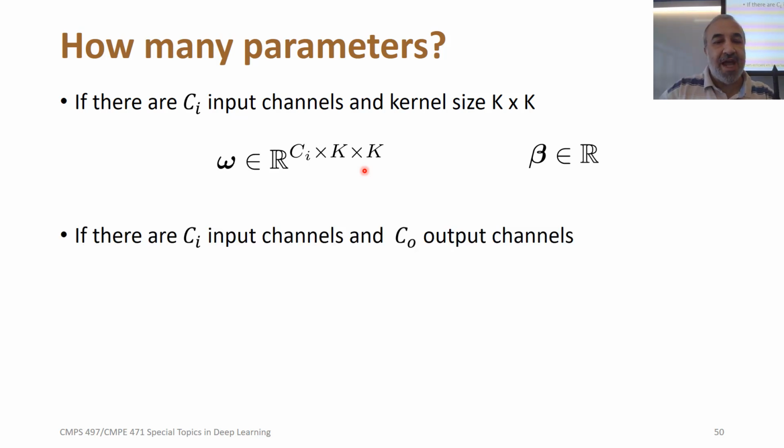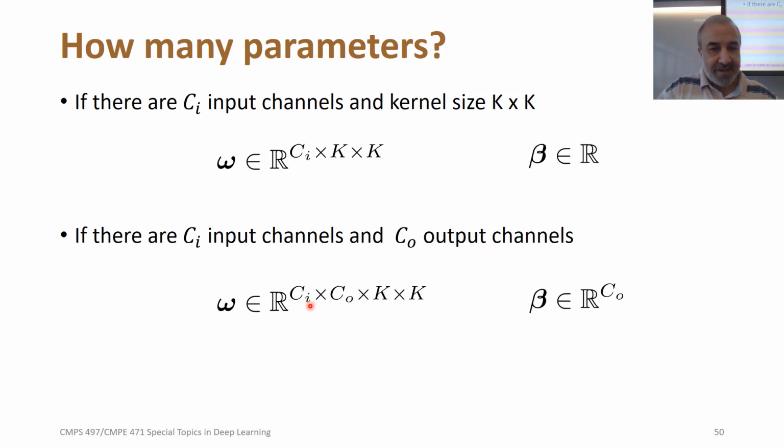Okay. Now, if we have CI input channels and C out output channels, times C out. Okay. So CI by K by K times C out, and the number of biases are C out. Why? The number of kernels. The number of kernels are C out because each kernel will produce one output channel.